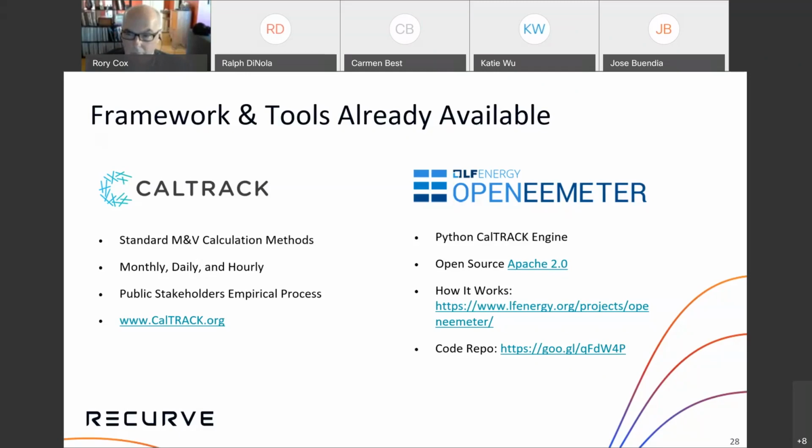The methods themselves are operationalized in the OpenEE meter open source code base, which allows for transparent, repeatable calculations at scale. And since it's open source, it's available without restriction and can be applied in lots of different contexts. These projects are maintained through a collaborative community of implementers, analysts, utilities, and other software vendors via the Linux Foundation's focused effort on energy, which is called LFE.